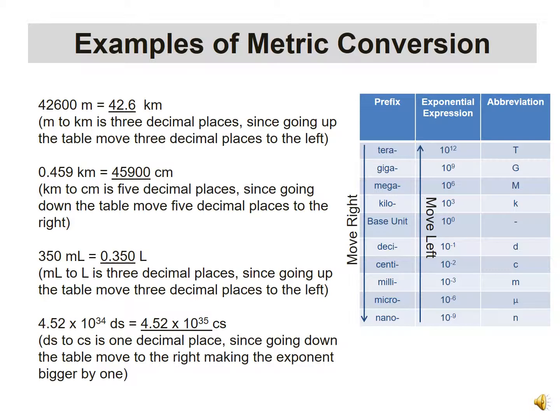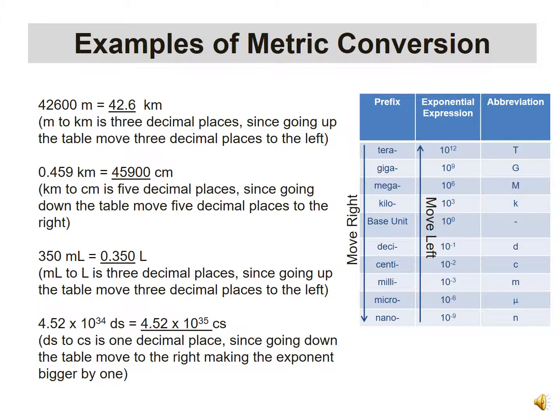Top one, 42,600 meters, and suppose I want to convert that to kilometers. Meters are the base unit. The base unit means I have no prefix on it. Kilometers are the ones right above that, so I'm going from the base unit to kilometers. The difference in exponents is 3 minus 0, which is 3. So I'm going to move it 3 places, and since I'm going up, I'm going to move it to the left. And so my 42,600 becomes 42.6.